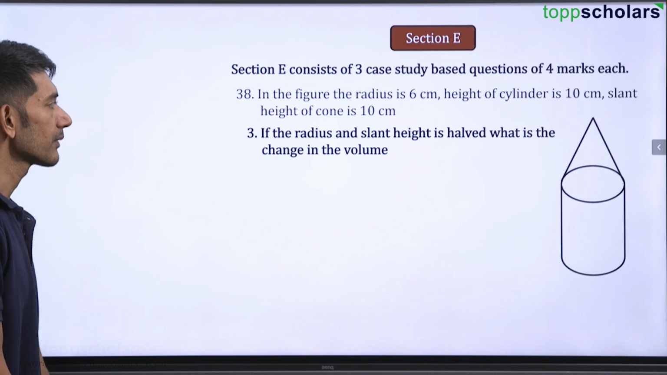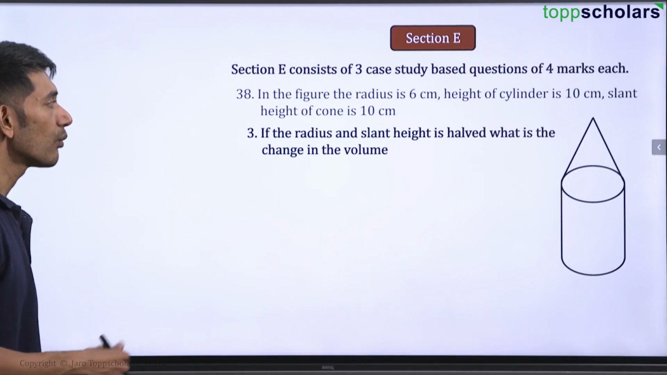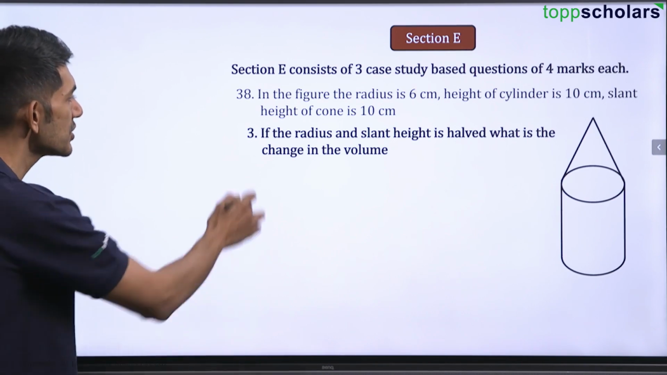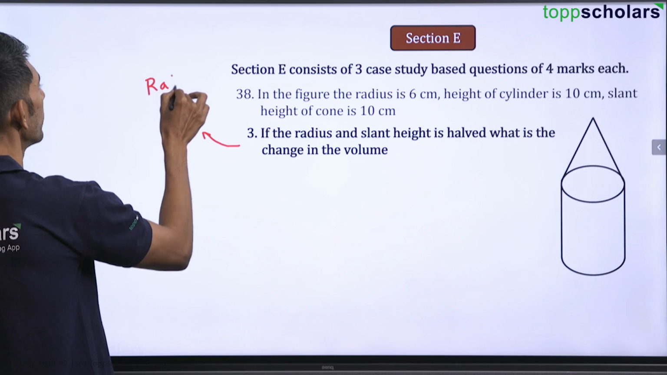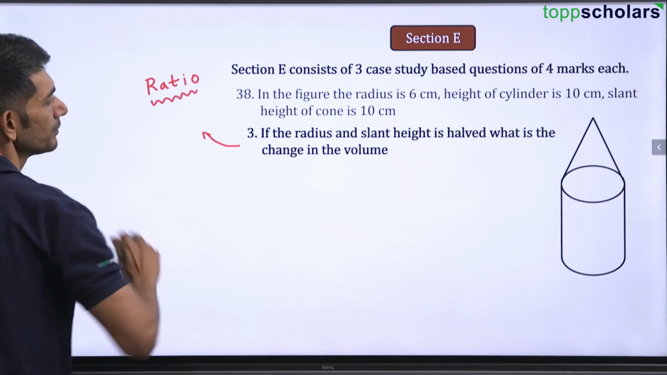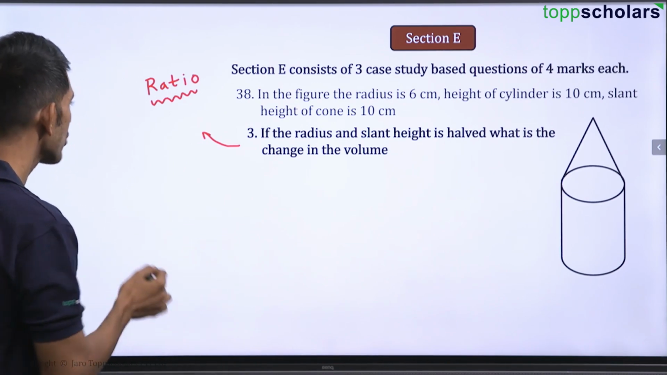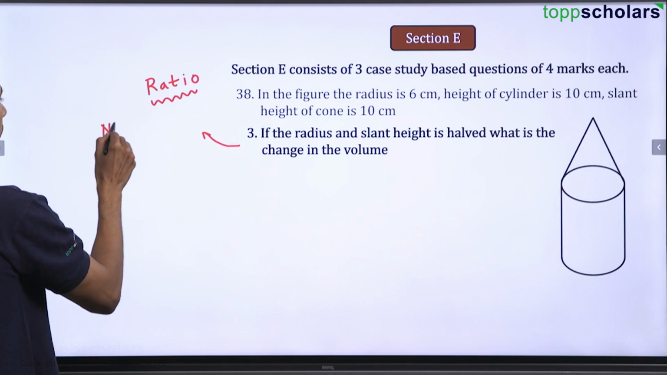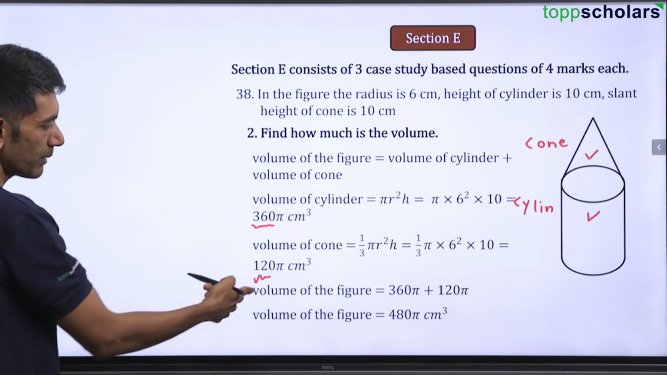Correct? Now, if the radius and the slant height is halved, what is the change in volume? Change in volume is always the ratio. Always remember, it is the ratio. Correct? What is the change in volume? The change in volume is the ratio of the new volume to the original volume. Original volume we already have, if you remember.